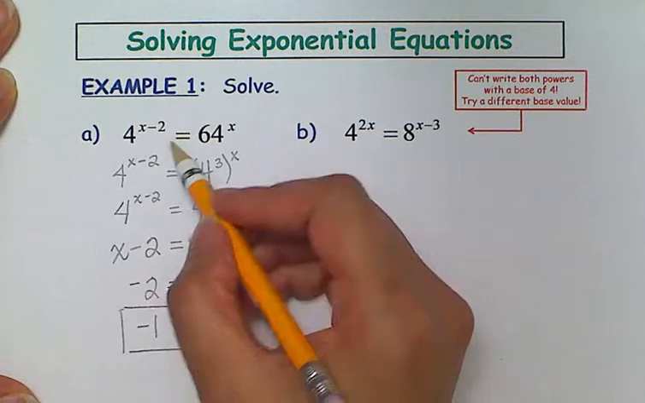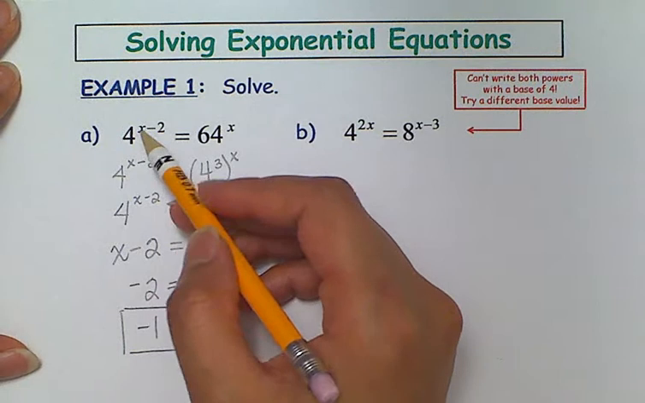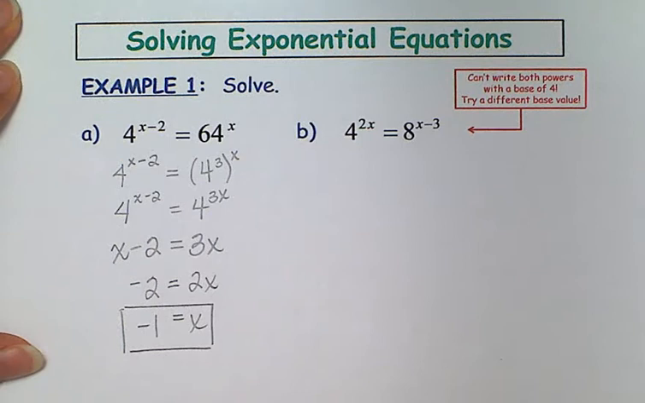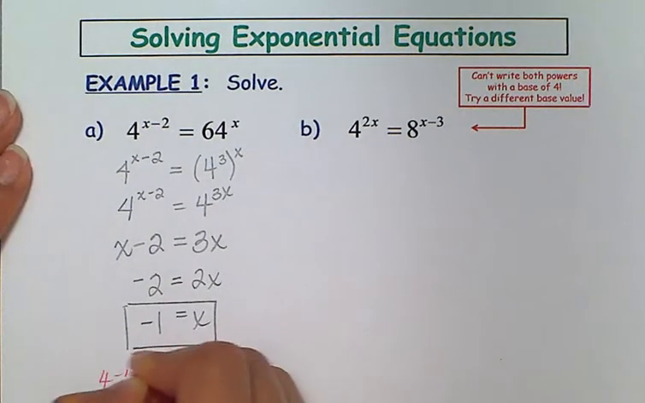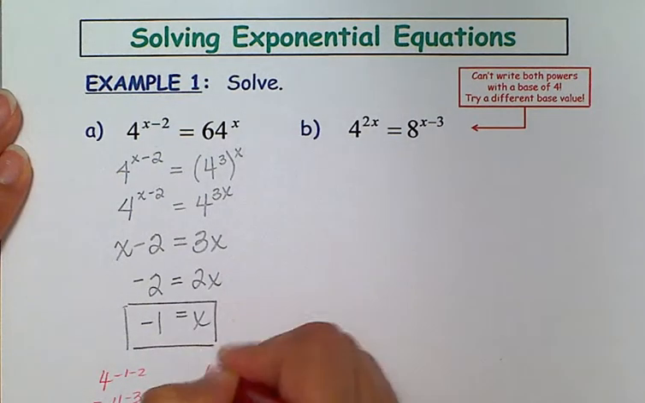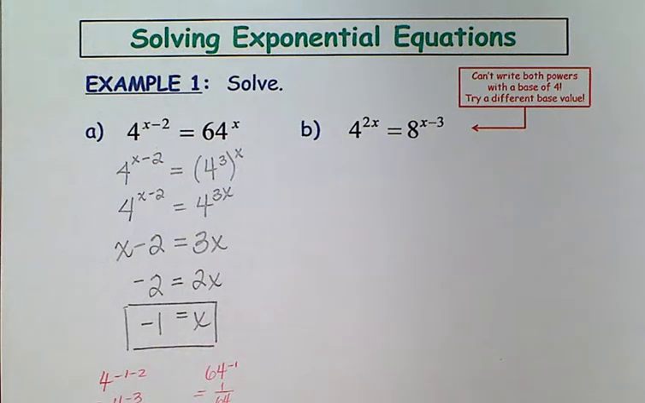And you can check your work to make sure that this is correct by substituting it back into here. And if I plug in negative 1 here, I'll do that very quickly. I'll use a different color so you can see it. So I would get 4 to the exponent negative 1 minus 2, which is equal to 4 to the exponent negative 3. And on the right-hand side, I get 64 to the exponent negative 1, which is 1 over 64. And I know this will also give me 1 over 64. So because the left side and the right side give me the same answer, I know I've done that question correctly. Now the next one's a little bit different, so let's take a look at part B.